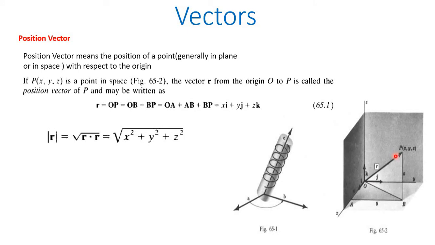So it is basically the sum of O to A, this is the value along x, and then A to B along the y-axis, and then B to P along the z-axis. That is why x, y and z. So it is the sum of all the values along the respective x, y and z axes, and hence the position vector can be written as xi plus yj plus zk.